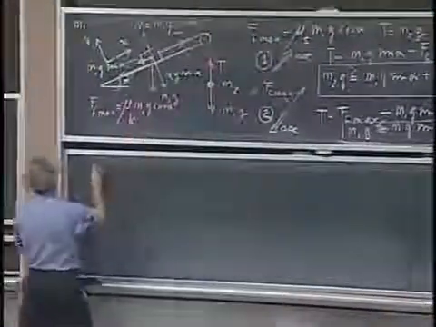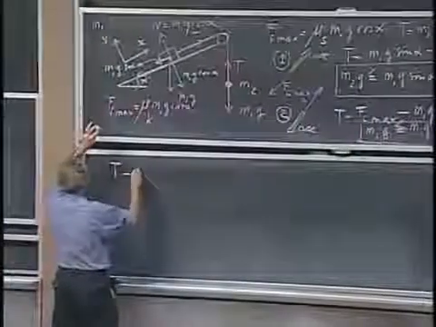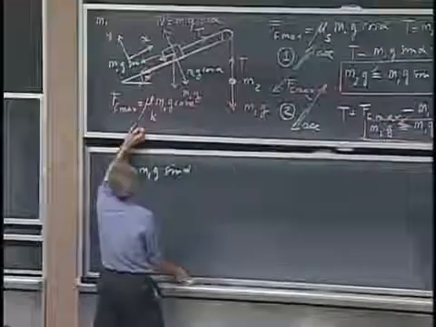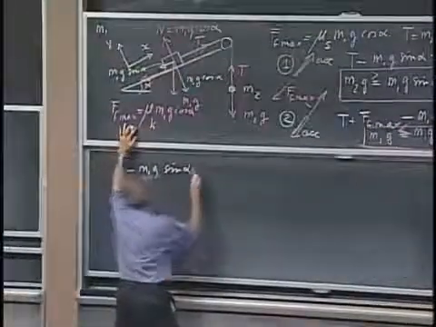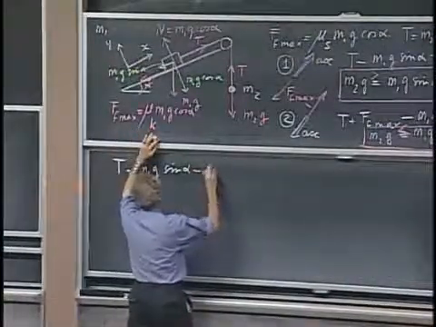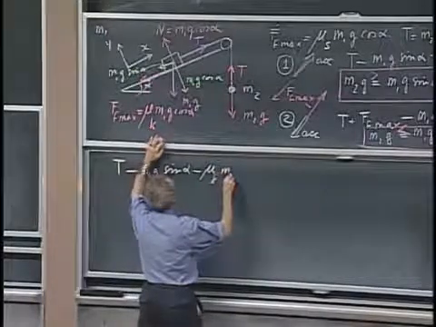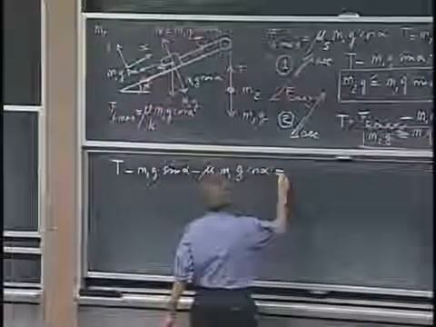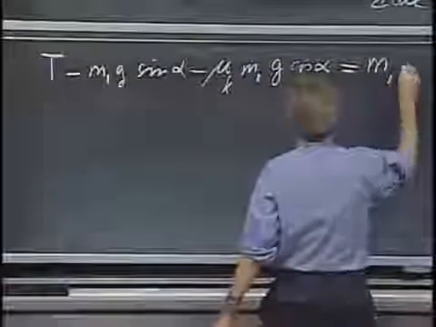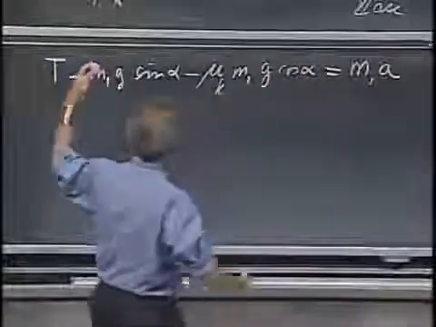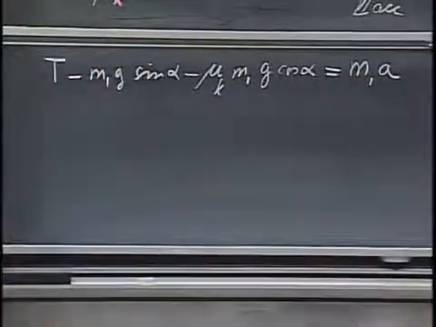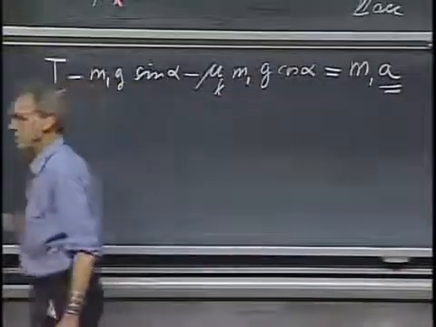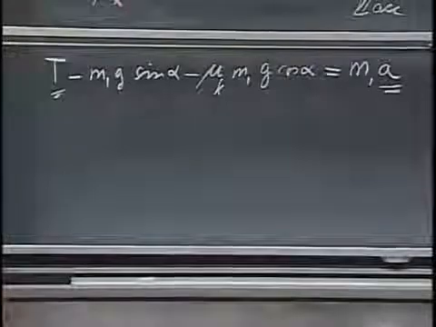We have T in the positive direction minus m1 g sine alpha minus this maximum force, mu k m1 g cosine alpha, and that, according to Newton's law, must be m1 times a, if a is the acceleration uphill. One equation with two unknowns. You don't know a, and you don't know T. Or do you know T?